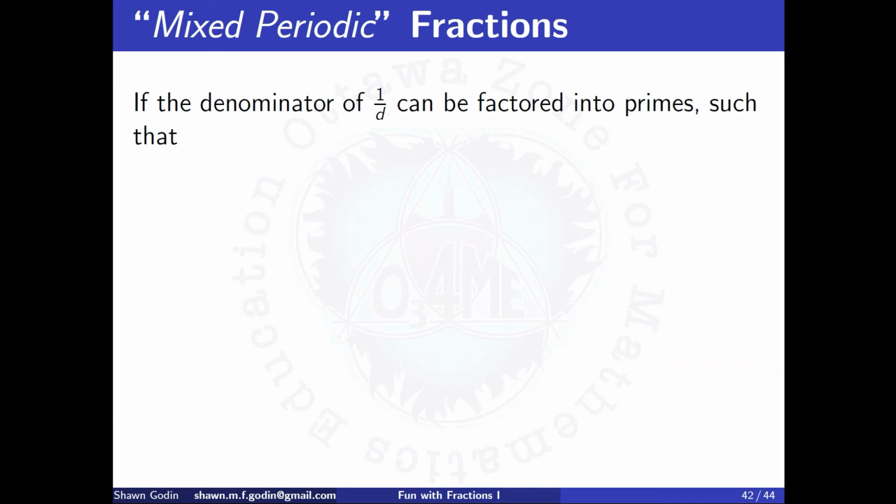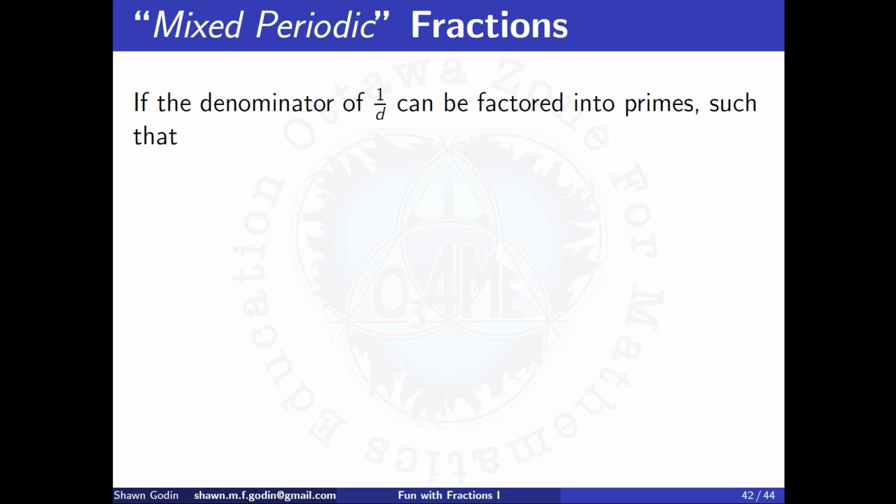Now again, my term for mixed periodic fractions means that the decimal representation is going to be periodic. Eventually, we're going to get a couple of digits that aren't part of the period, and then the repeating part starts. So when does that happen?